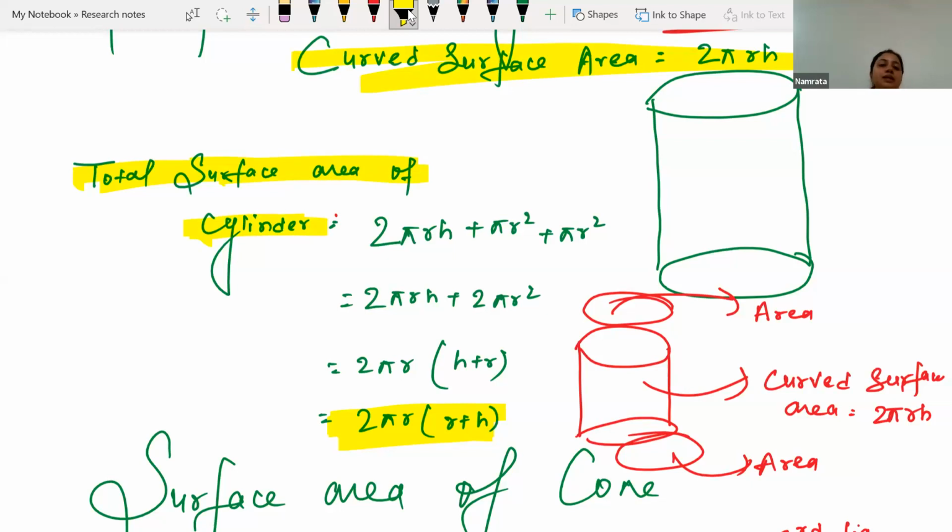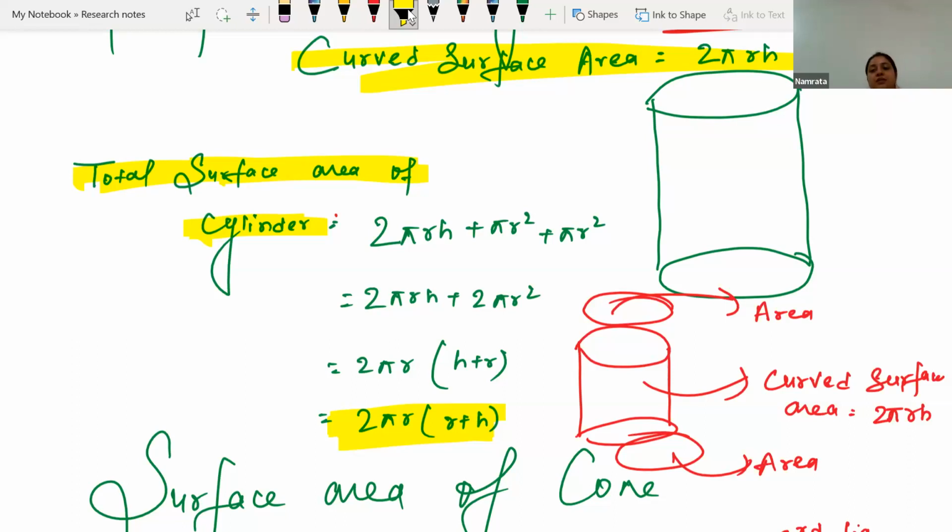Okay, is it clear? So for a cylinder, we have two formulas: curved surface area and total surface area. You have to read the question carefully to understand whether you are going to find the curved surface area over here, or you are going to find the total surface area over here. Got it?